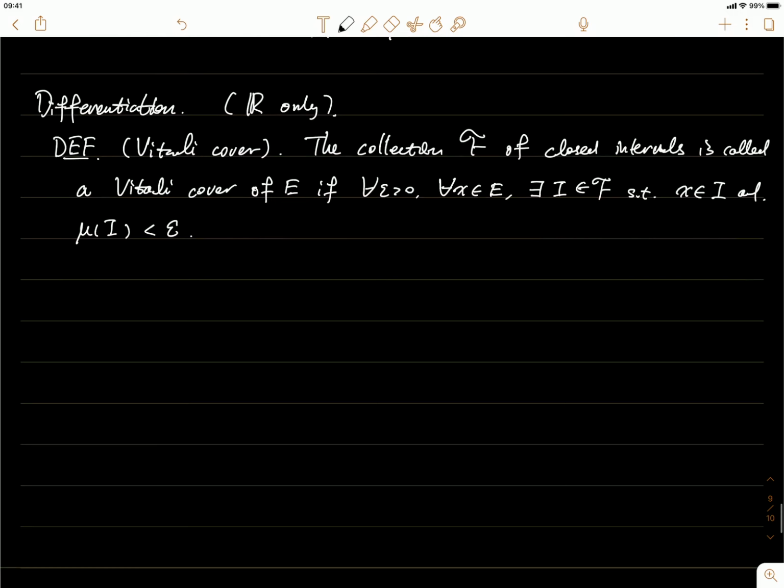So that means for every point in E, however small an epsilon you want, we can find some closed interval such that the length of this closed interval is smaller than epsilon, and it covers the point x. x is a point in I. Okay, so let me give you an example.